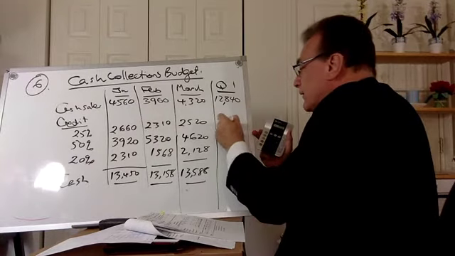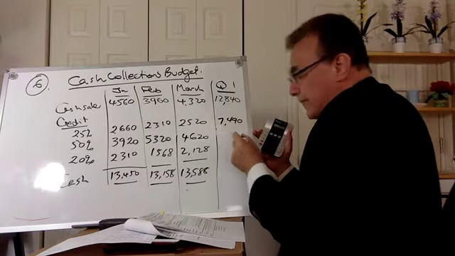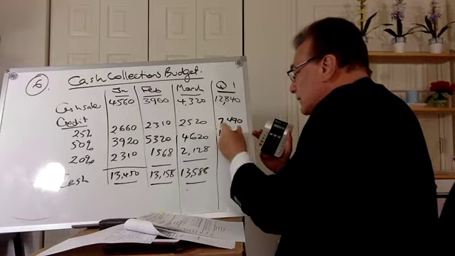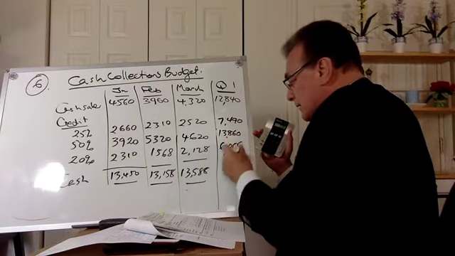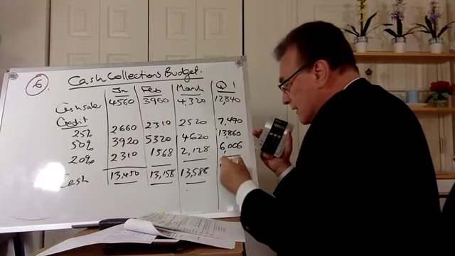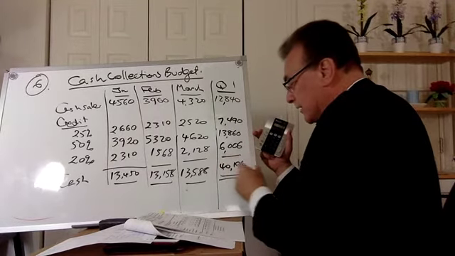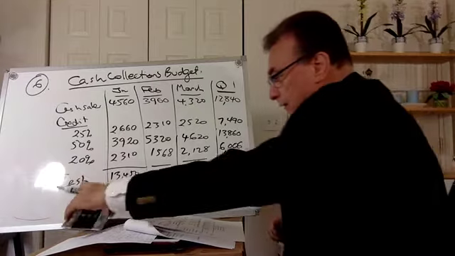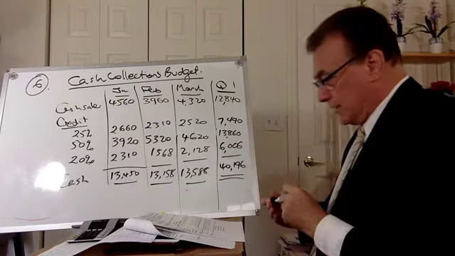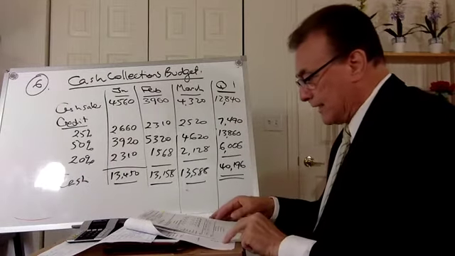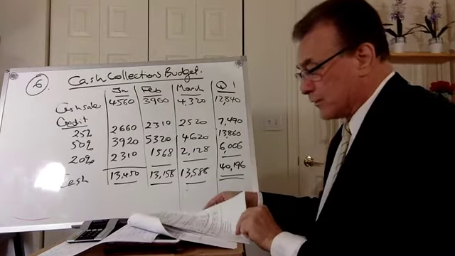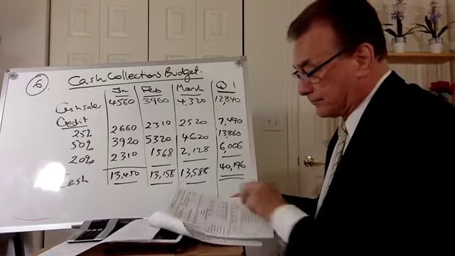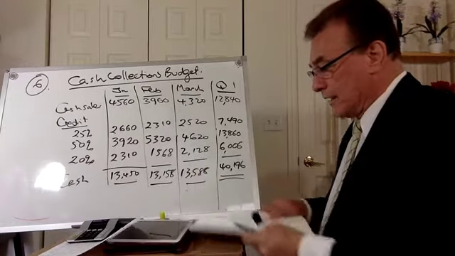And then for the quarter, 12,840 we've got, and all you do is add these three across. So you get 7,490, 13,860, and then 6,006 for a total of $40,196 for the cash collected for the first quarter from credit sales and cash sales, and according to each of those months. So that's question 6 out of our test 10 questions.